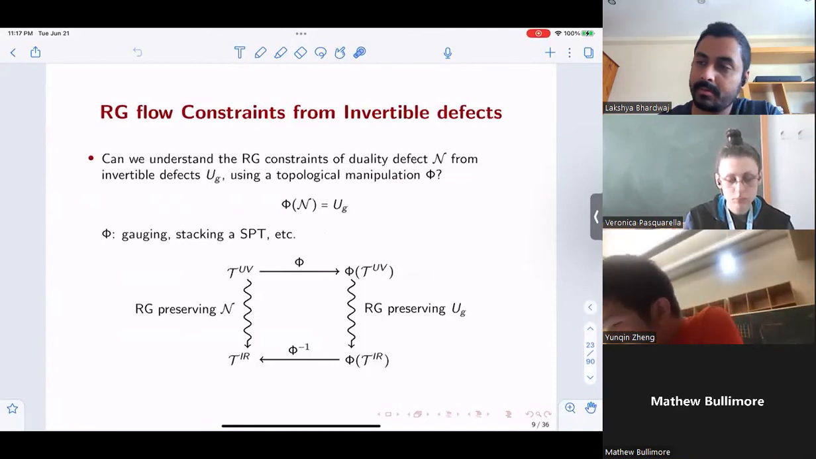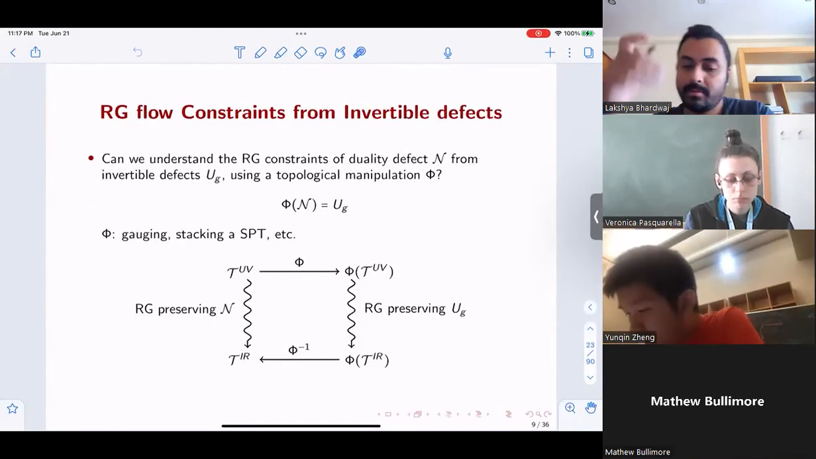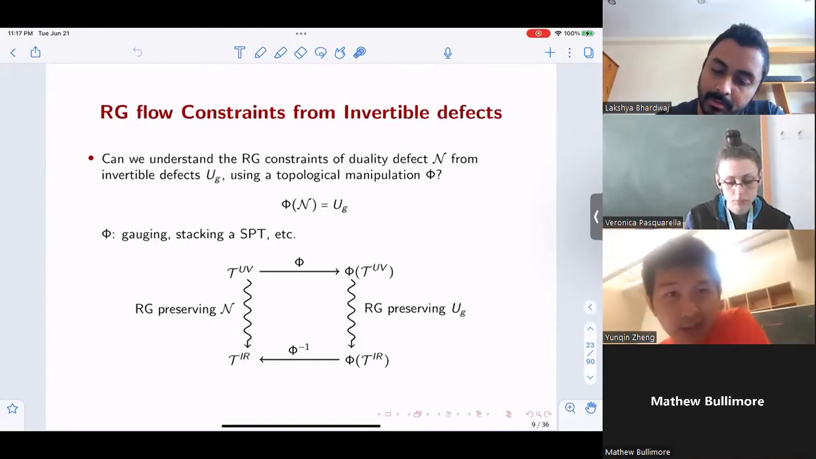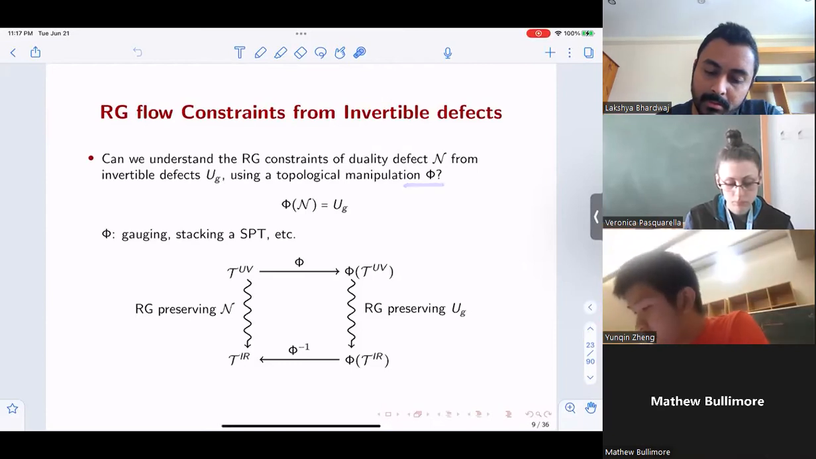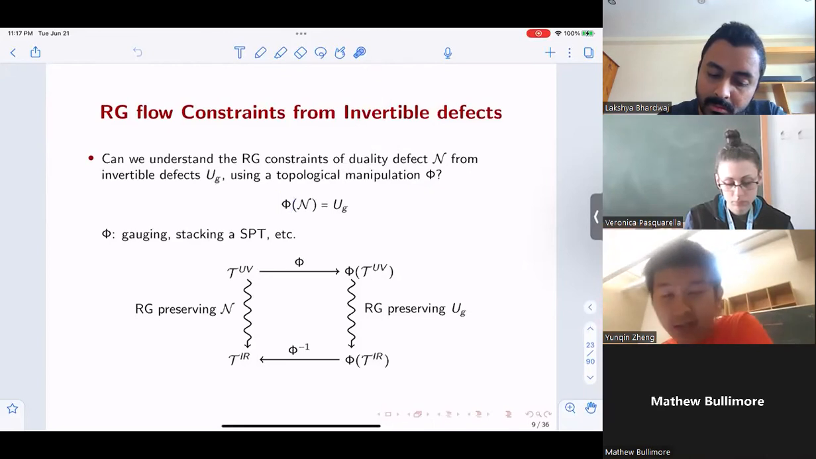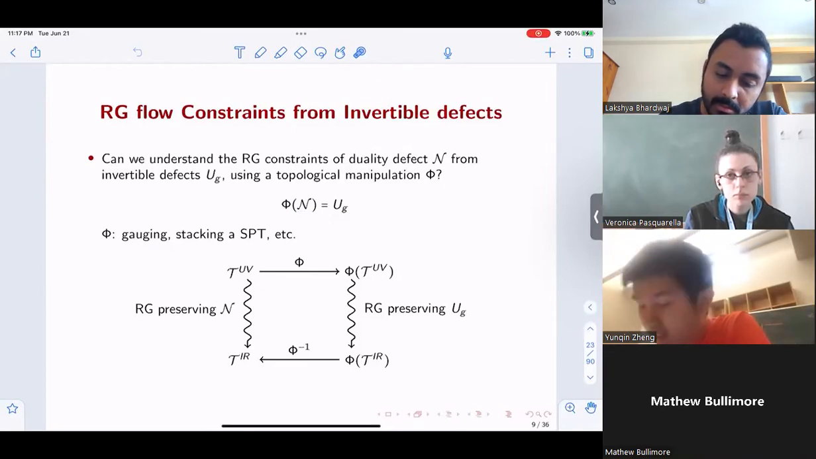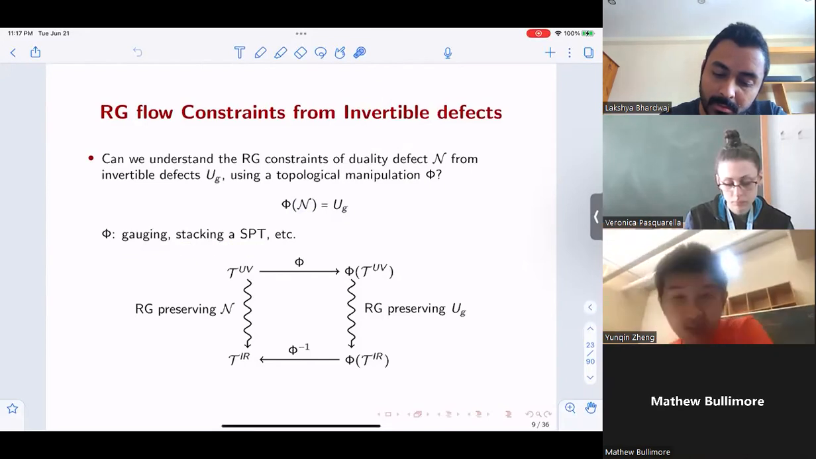This motivates us to ask the following question. Can we understand the RG constraints of the duality defects from the invertible ones by using a topological manipulation, phi? Namely, can we find a topological manipulation phi that, when acting on this non-invertible symmetry, gives us an invertible one? And phi can be gauging a symmetry and also stacking an SPT, etc.